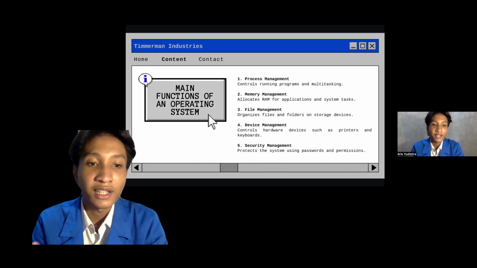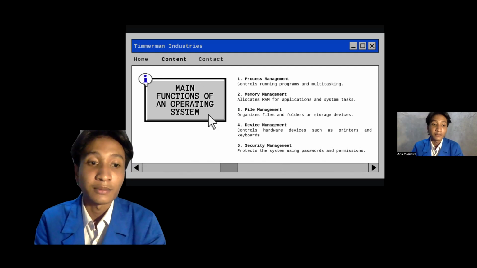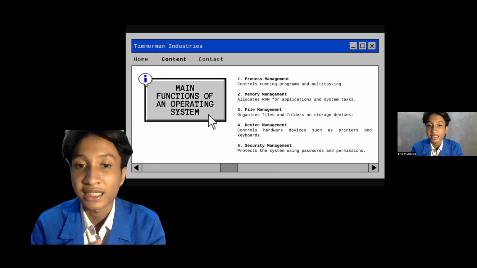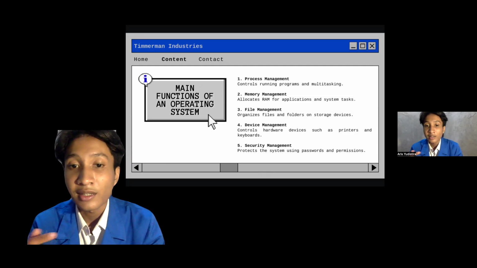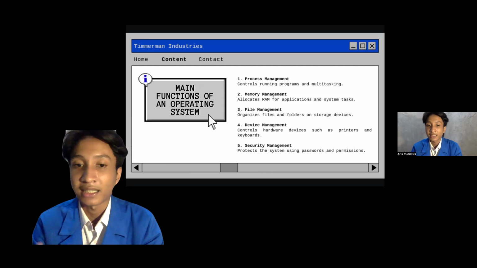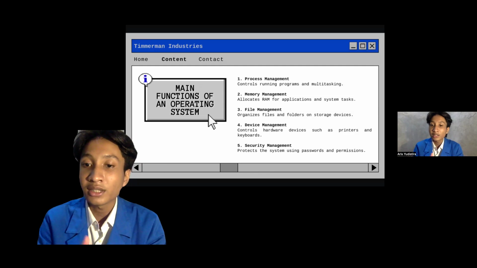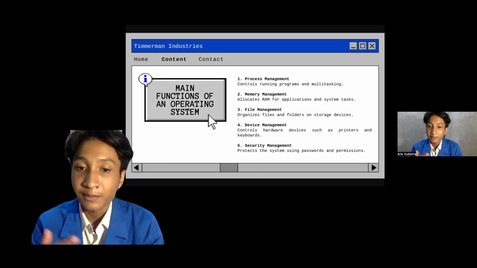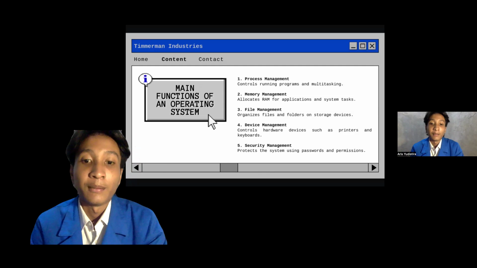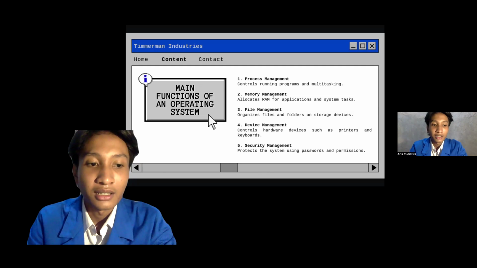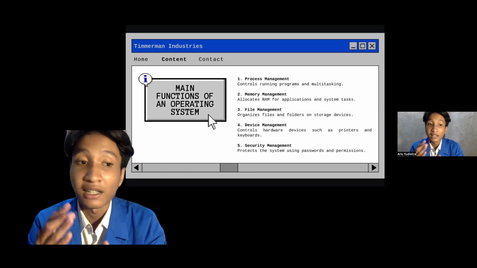There are five main functions of operating systems. Number one is process management, which controls running programs and multitasking. Number two is memory management, which allocates RAM for applications and system tasks. Number three is file management, which organizes files and folders and storage devices. Number four is device management, which controls hardware devices such as printers and keyboards. Number five is security management, which protects the system using passwords and permissions. These functions help the computer run smoothly and efficiently.